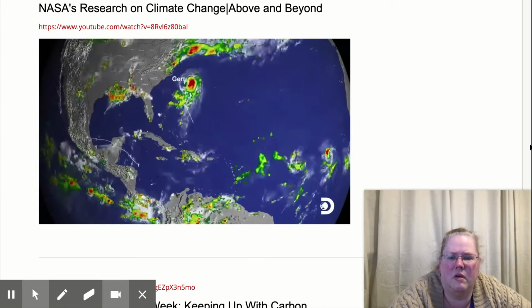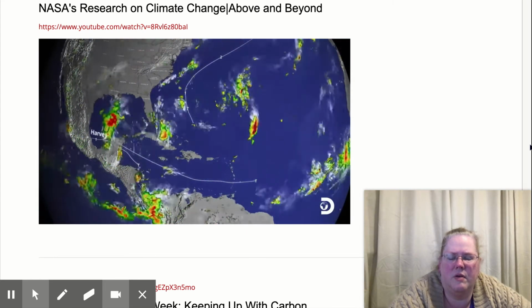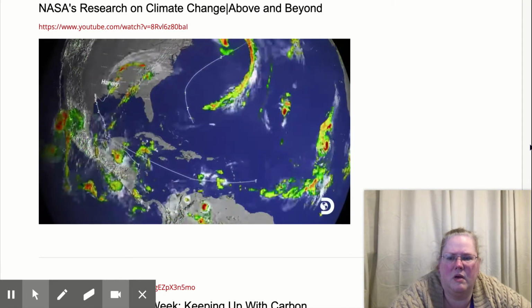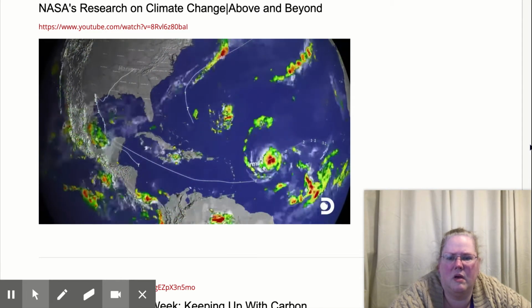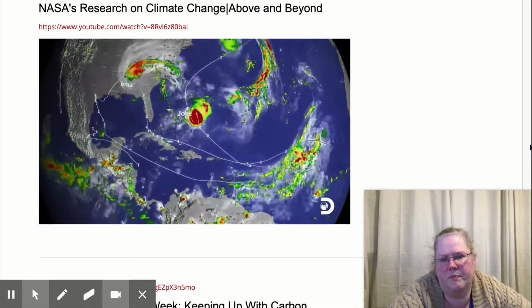We have a warmer atmosphere that can hold more moisture. That's what warmer atmospheres do. They can suck up more moisture. That means more convection, more big thunderstorms, more hurricanes, more extreme weather. Those are the likely outcomes of a warming world.